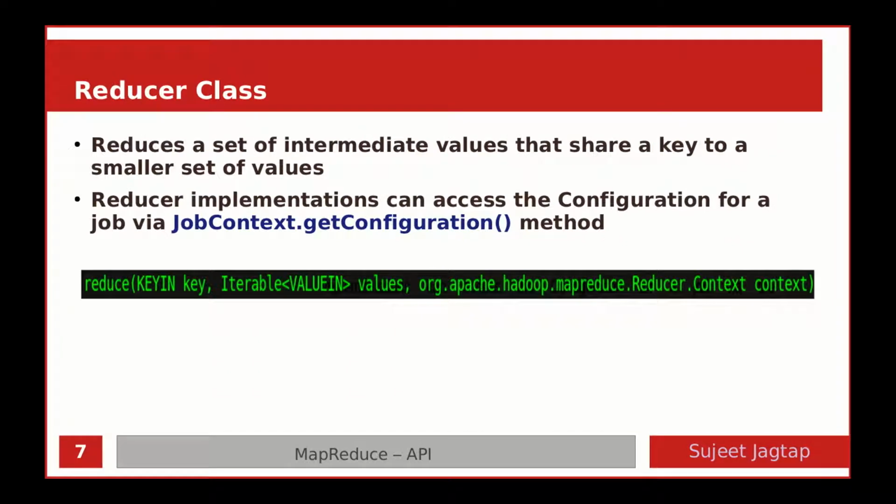Then we have the reducer class. The reducer class defines the reduce job in MapReduce programming. It reduces a set of intermediate values that share a key to a smaller set of values. Reducer implementations can access the configuration for a job via the JobContext.getConfiguration method. A reducer basically has three phases: shuffle, sort and reduce. This is the simple syntax of the reducer, snapshotted from the terminal window.